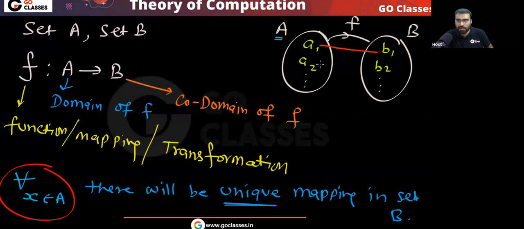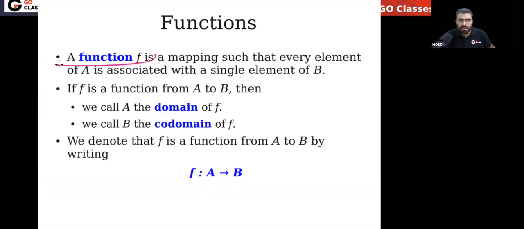For example, A2 can map to maybe B1, that is fine. Maybe A3 is mapping to B2, that is fine. You can notice every element of set A is mapping to a unique element of set B. Is this clear? This is the definition of a function. A function is a mapping such that every element of the domain is associated with exactly one element of the codomain.